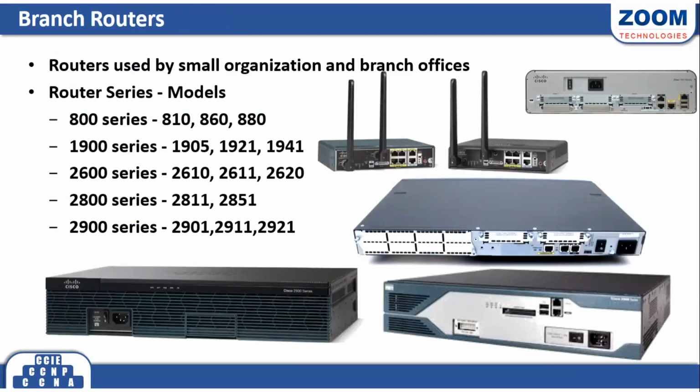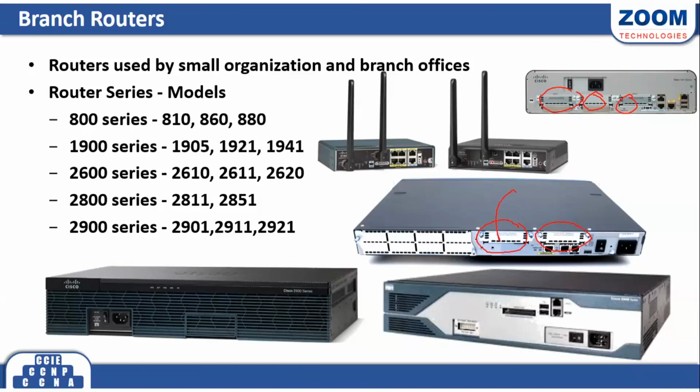These are routers used by small organizations and branch offices: 2811, 2851, 2921, 2611. These all are branch office routers. In branch offices, slots are limited: 1, 2, 3, 4. But it's modular, so we can insert, remove, and upgrade. That feasibility will be there, but only limited slots, 3 or 4 slots.